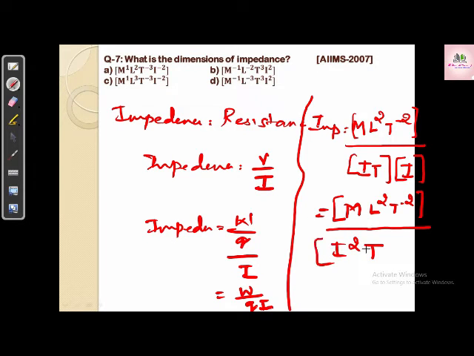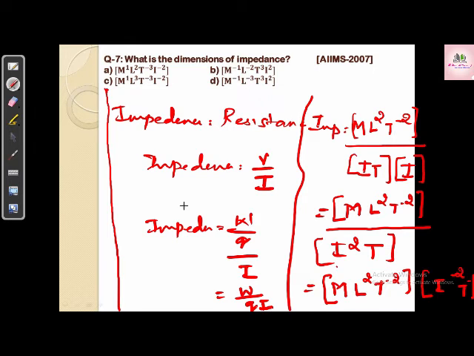Just take this I and T to the numerator, then what happens: M L square T raised to minus 2 into I to the power minus 2 into T to the power minus 1. The final equation becomes impedance is equal to only one M is there, so that is M to the power 1.